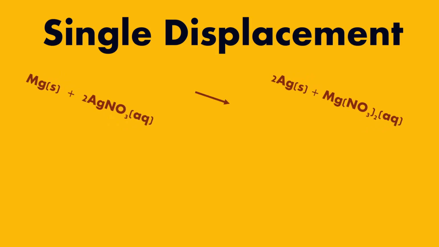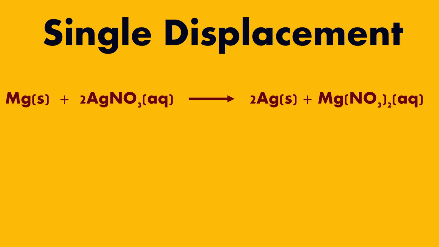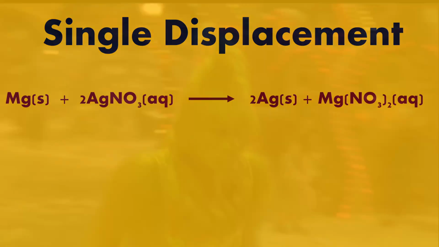All right, now let's take a look at a single displacement. If you guys remember, a single displacement is going to happen when you have a species that's in its elemental form, such as magnesium here, and it more or less swaps out with the silver.